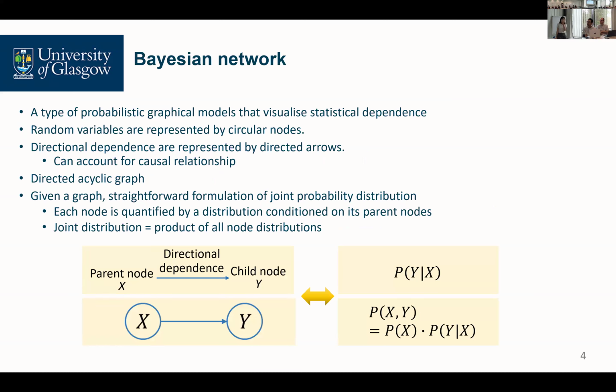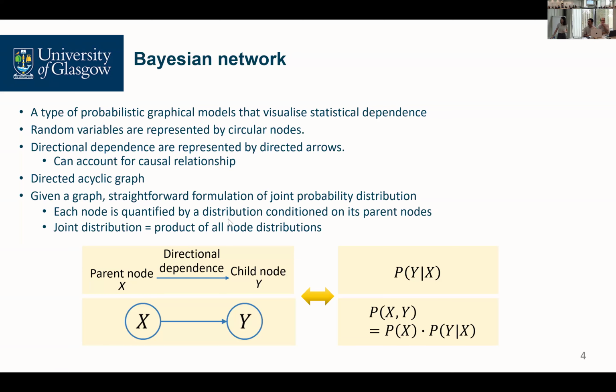So I'll first briefly explain the Bayesian network. I think many of you are familiar with this concept, where it is a type of probabilistic graphical models whose visualization helps modeling complex probabilistic models. And in Bayesian network, random variables are represented by these circular nodes, and the directional dependence between these variables are represented by directed edges. A useful fact here is that causal relationship is a subset of directional dependence, so we can decide these edges based on causal understanding of the real world between real world variables.